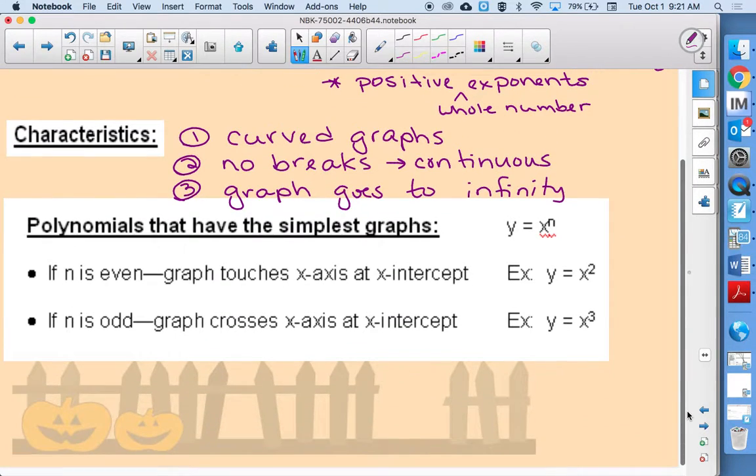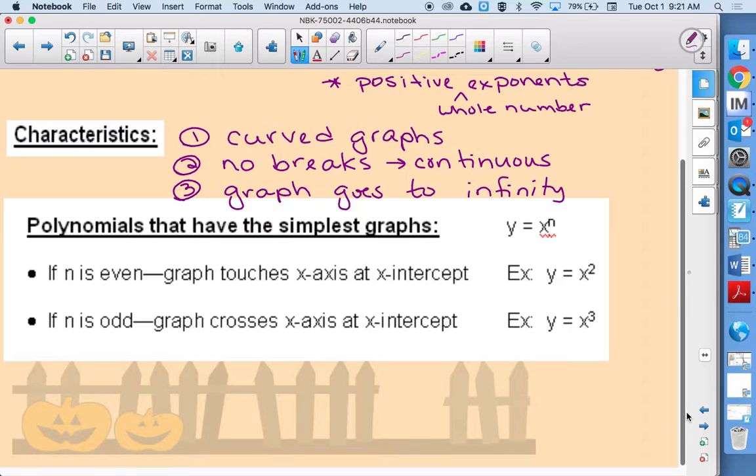Underneath that, it talks about the most basic type of polynomial, and those are called parent functions. So the most basic type of a polynomial would be if I just had x to some type of power. So think x squared, x cubed, x to the 4th, x to the 5th, x to the 10th. All of those are basic because they have nothing after them. So that is why we call it a parent function. Parent functions are basic functions.